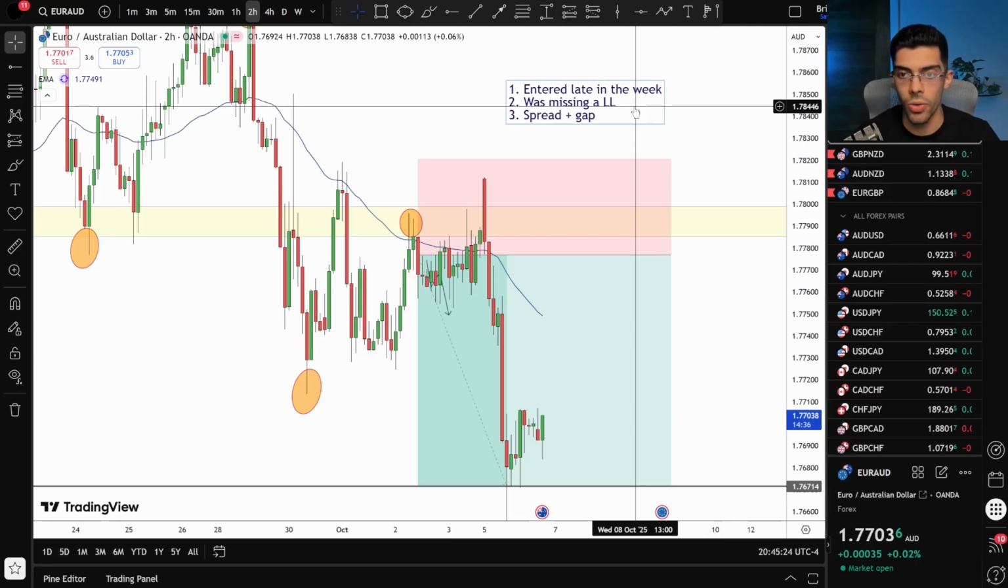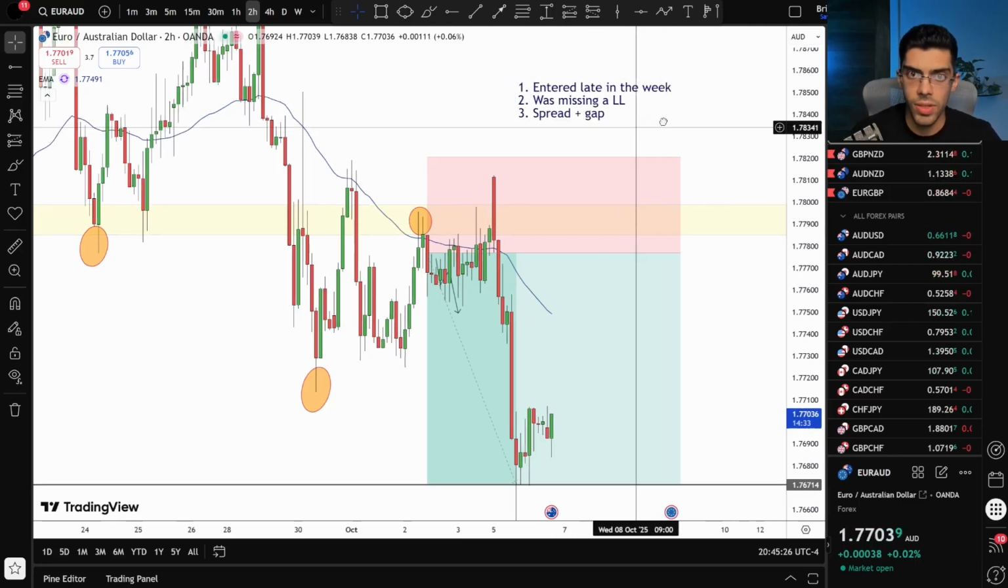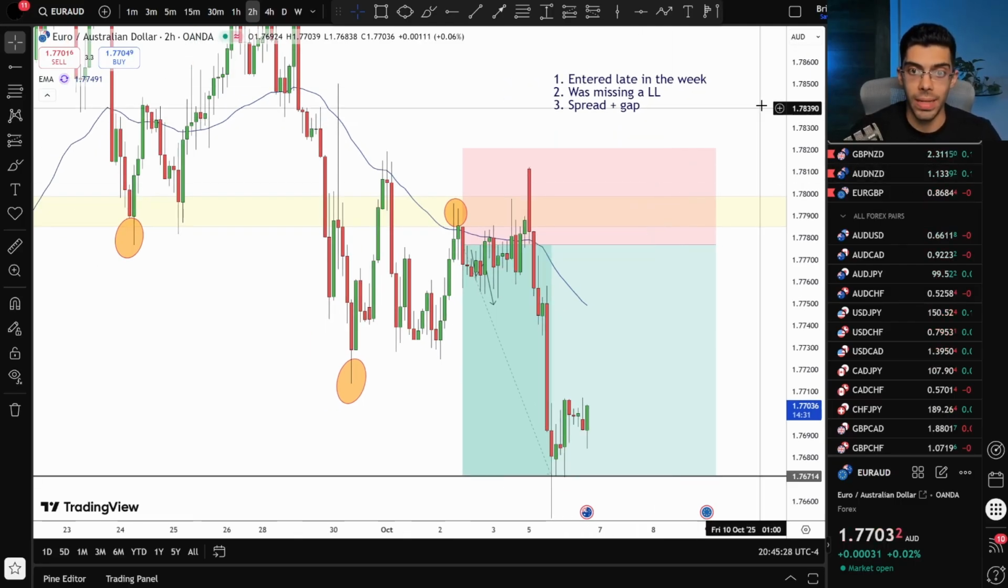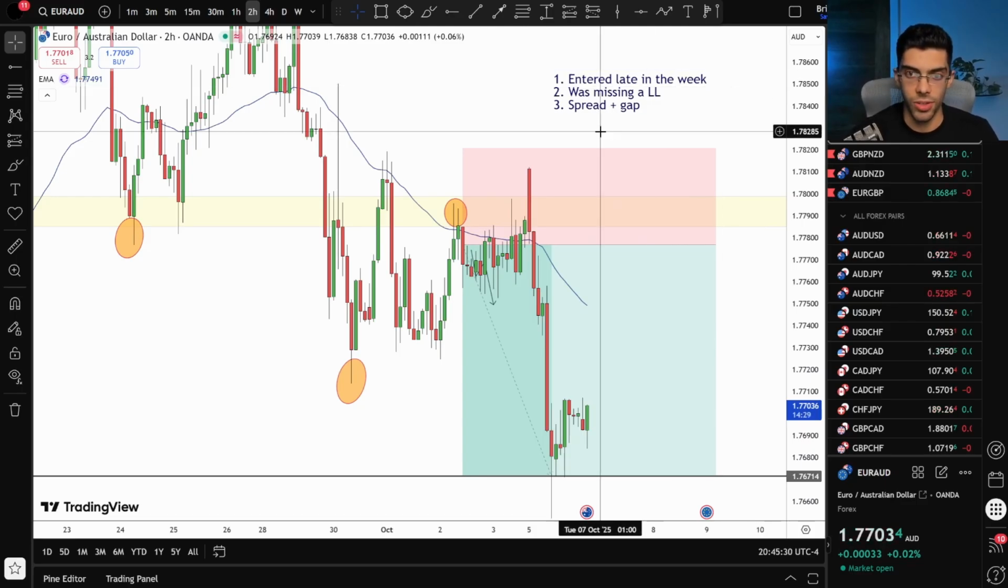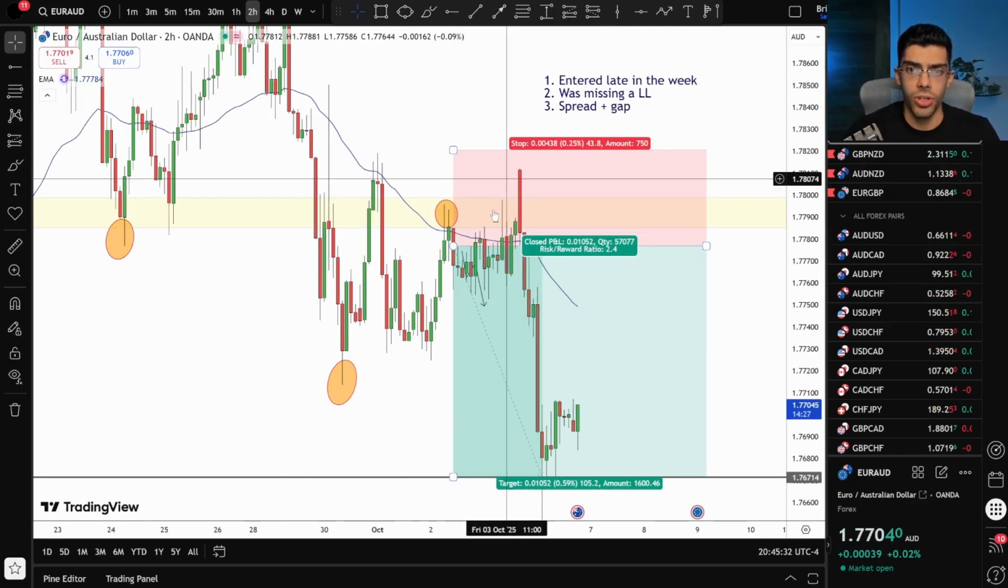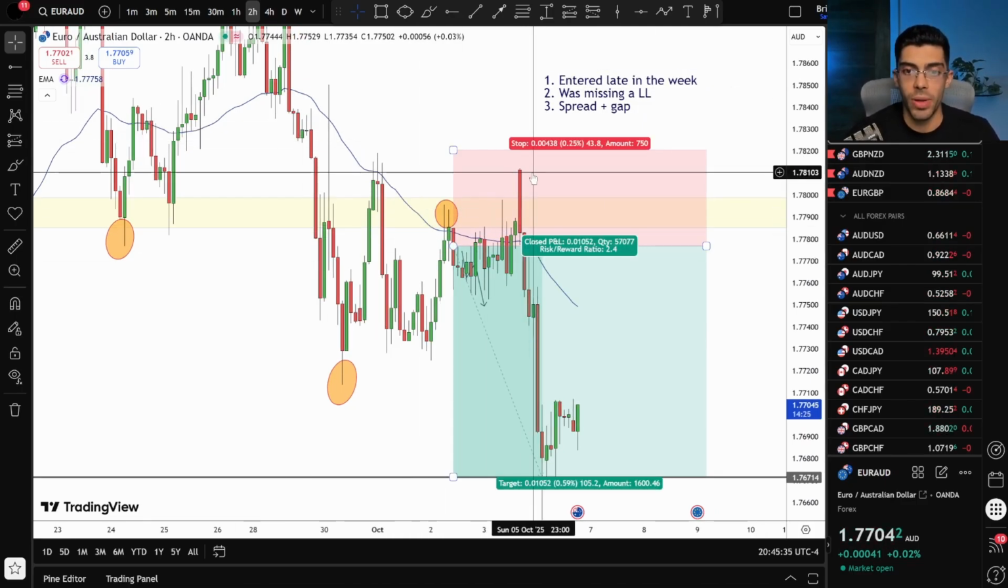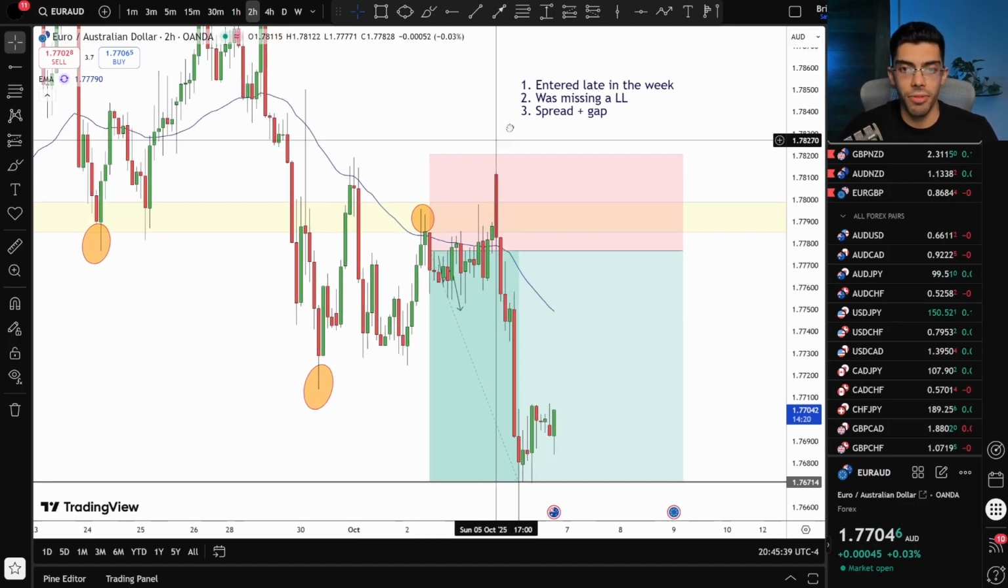There are ways to know when it's more likely than other times, especially with a big gap up like that, if there's fundamental things going on and stuff like that. But for Euro AUD, it wasn't that big of a gap up, but it was still big enough to unfortunately stop me out. So definitely learned a lot from this trade right here.